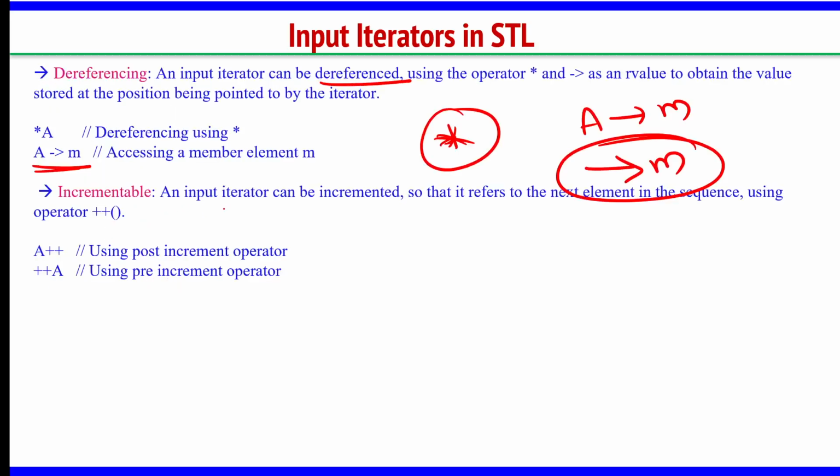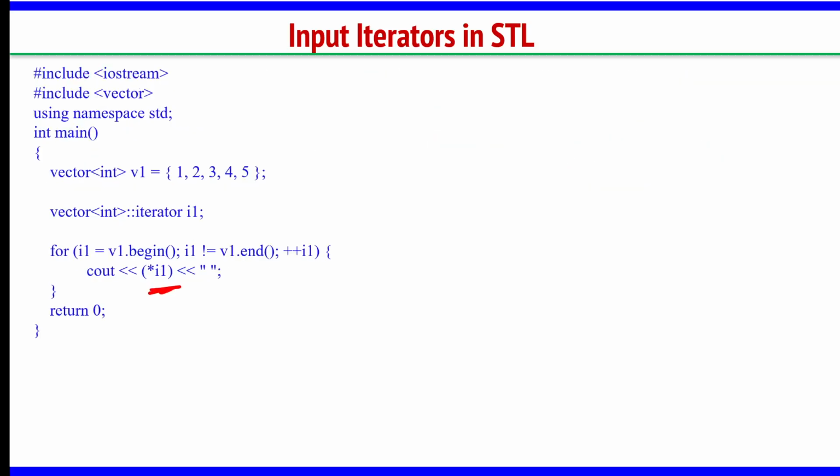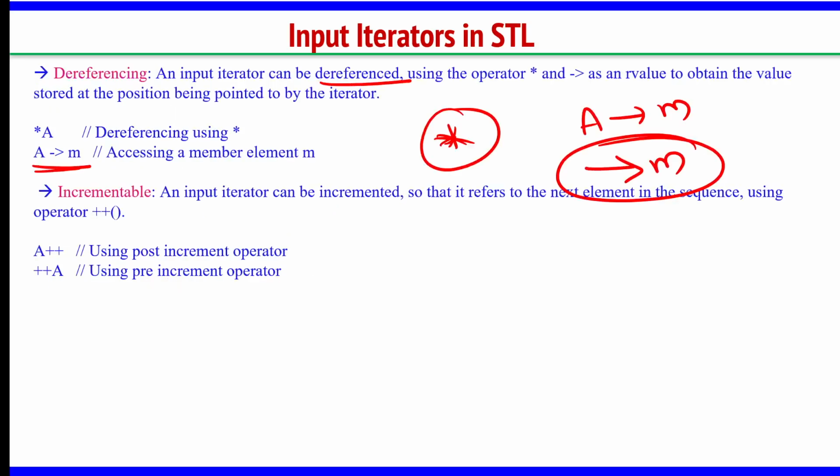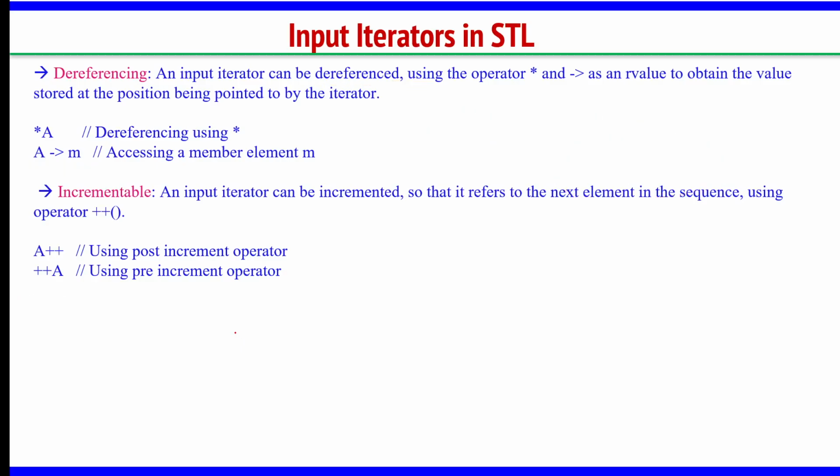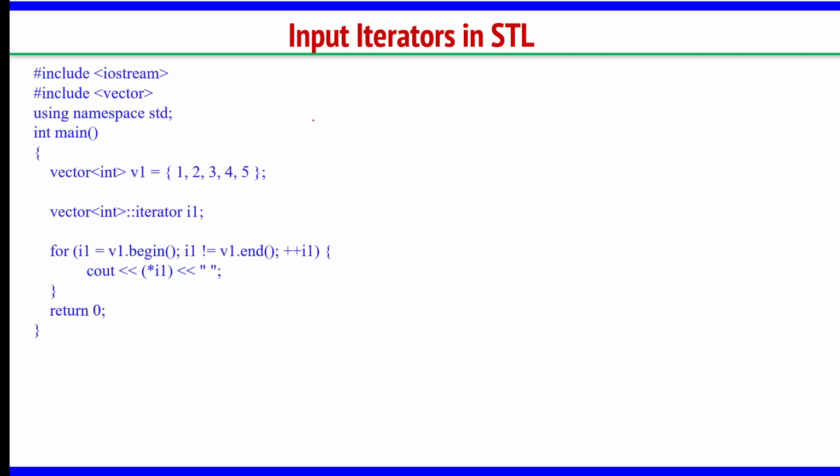Incrementable: an input iterator can be incremented. See, we are writing ++I1 here; though it is an address, we can perform post and pre increments. So, these operations are allowed on the input iterator. Ultimately, input iterators are useful for reading the elements of a given container in a sequence by incrementing one after the other. It can only read the values. We cannot modify the content of the vector v1 using this iterator I1. Here it is assumed to be an input iterator.